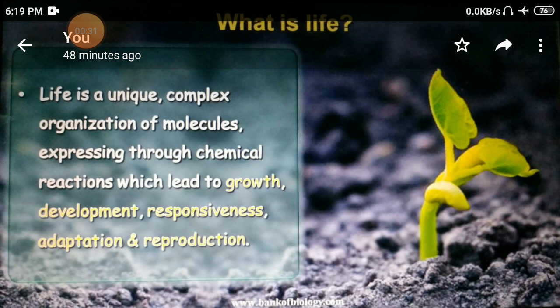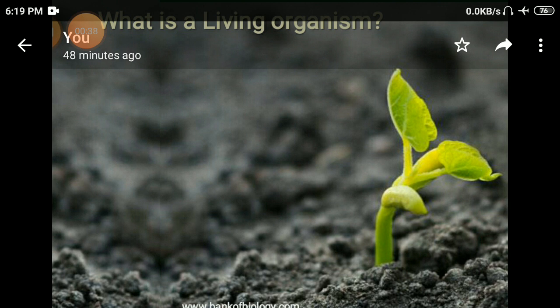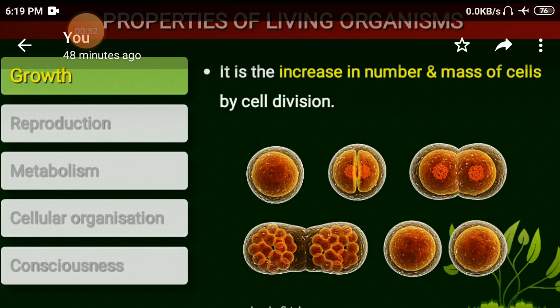Now, the next question which should come to our mind is, what is a living organism? We should try to find the answer to this question. Before getting the answer, we should try to find the important features of any living organism and whether they are the defining features or not. The first feature of any living organism is growth, which is the increase in number and mass of the cell, which takes place by the process of cell division.